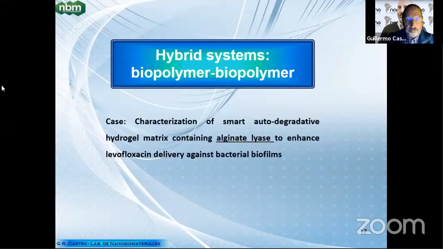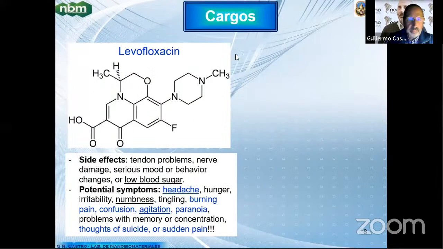So in one case, the hybrid biopolymer system, we just created one with alginate lyase, because Pseudomonas produces alginate, together with ciprofloxacin, which is a fluoroquinolone, to work together and enhance the antimicrobial activity. So this is ciprofloxacin. As you can see, it has aromatic rings, which means the structure of this molecule is planar.